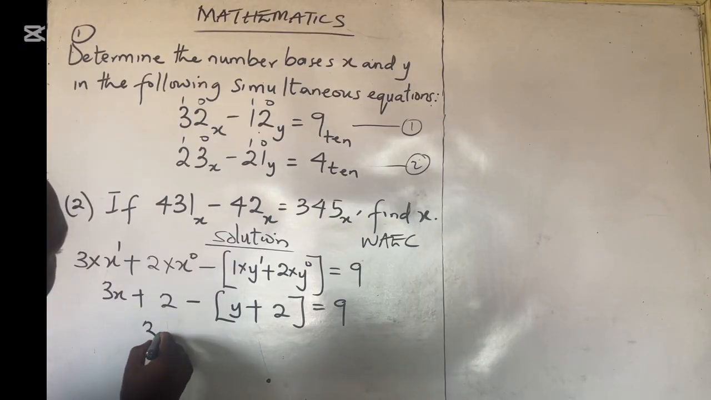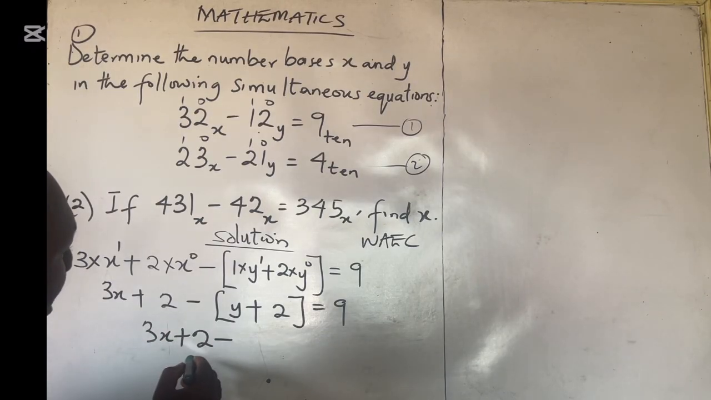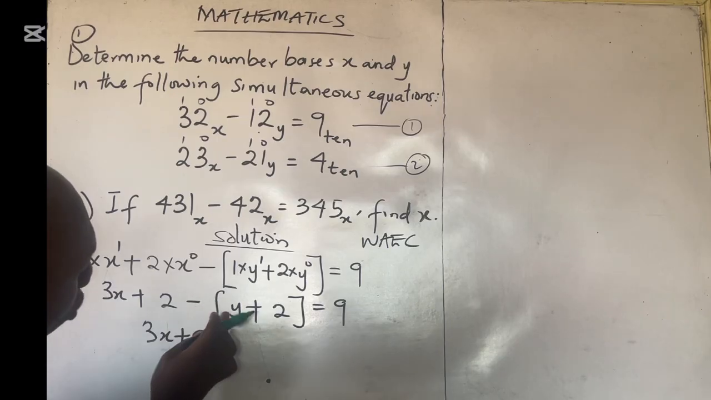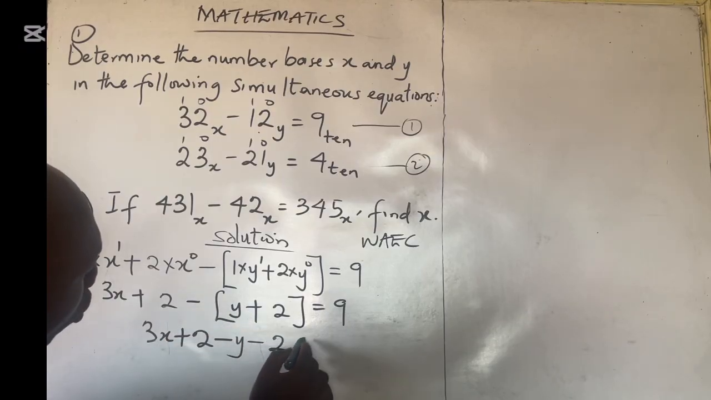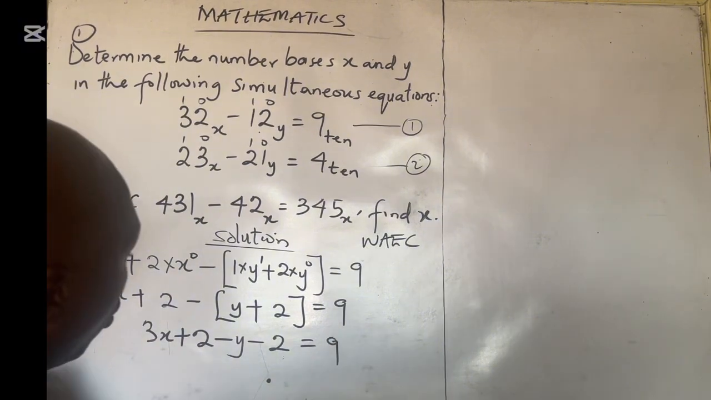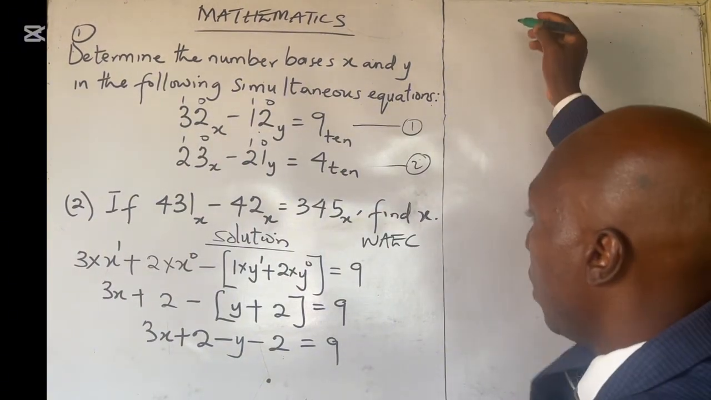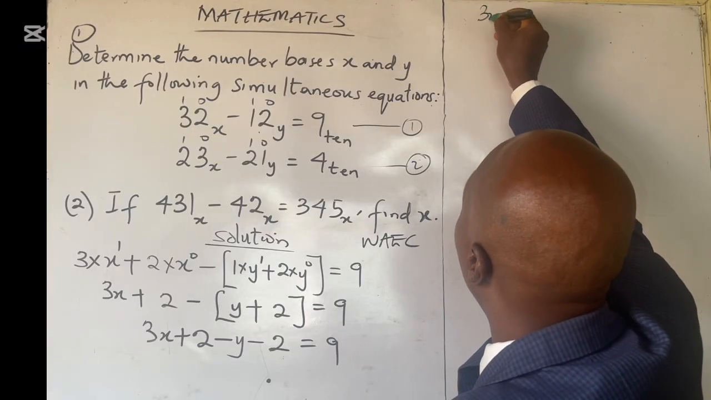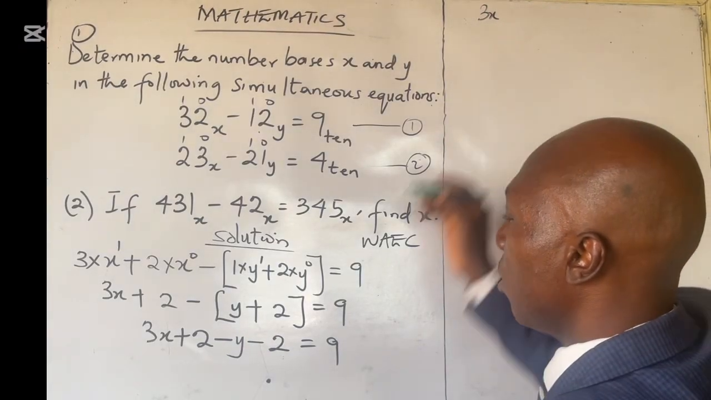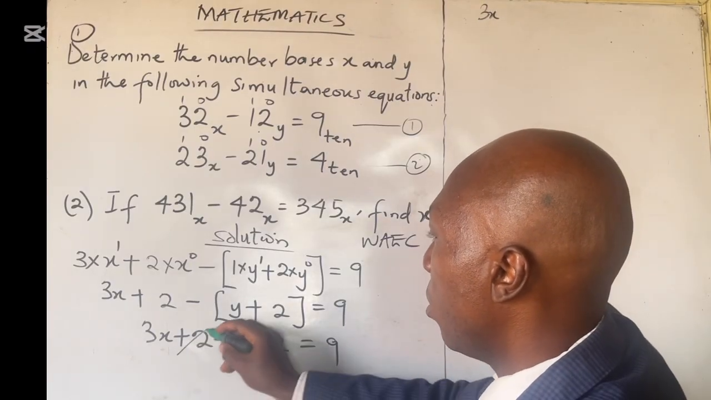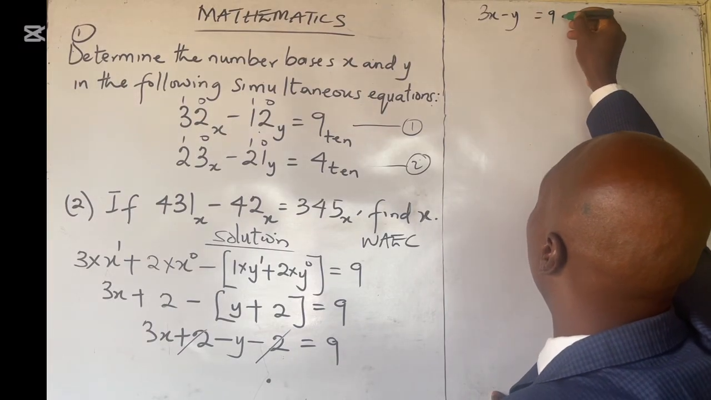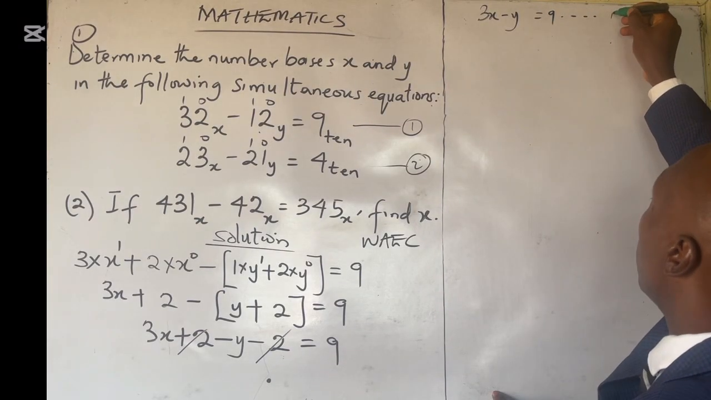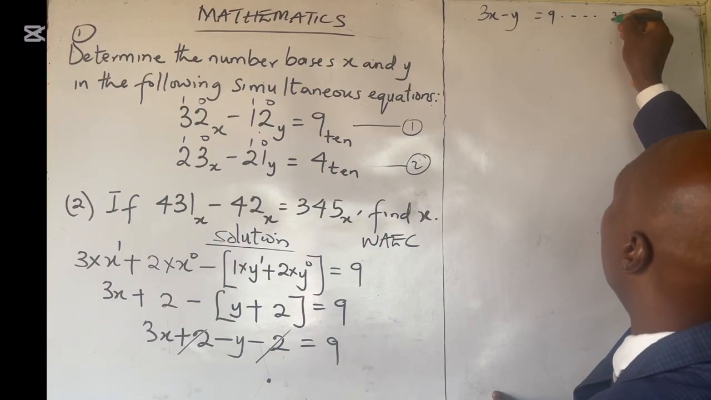So we have 3x plus 2 minus, so we have to open the bracket with this minus. There's an invisible plus, so that will be minus y, negative times positive, minus 2 equals 9. So let's finish it up on the board. That will give you 3x, you can see plus 2 minus 2, that's 0 already. We are left with minus y equals 9. So we've written equation 1 in another form. Let's call it equation 3.